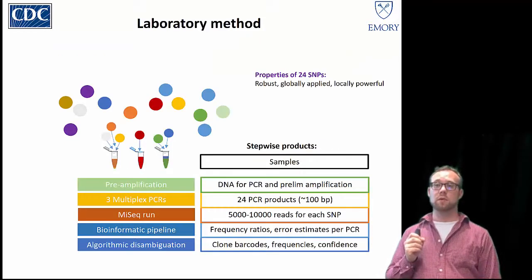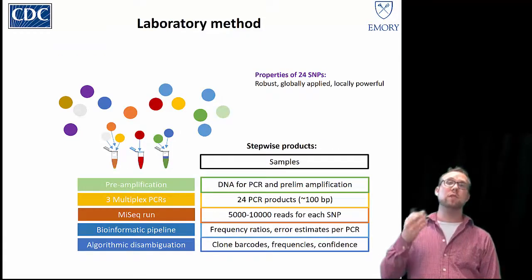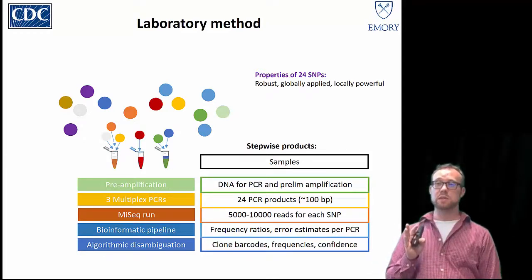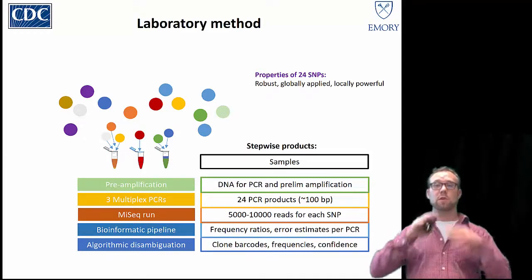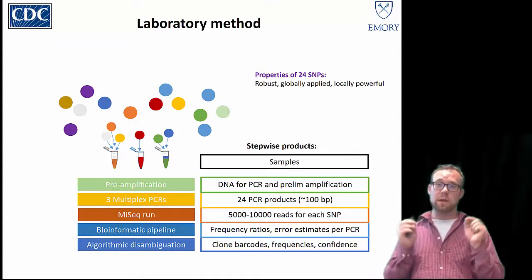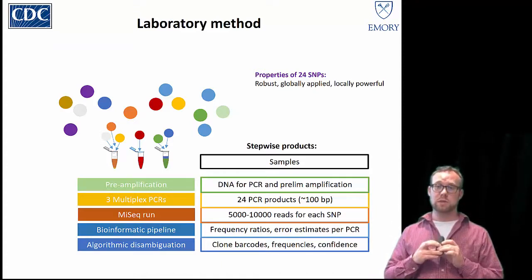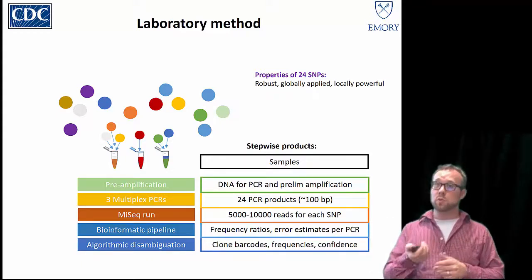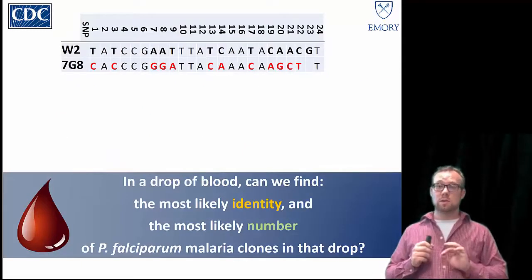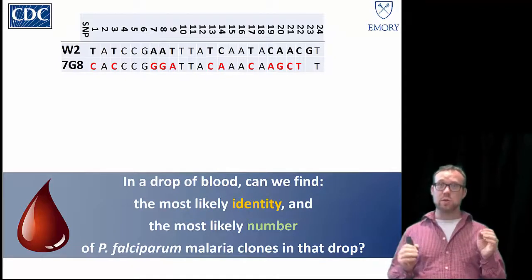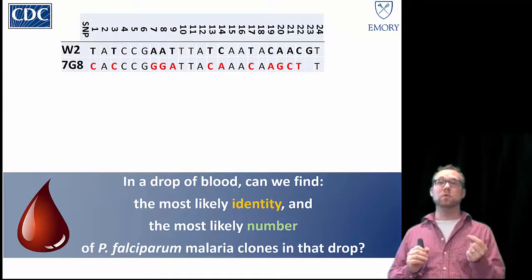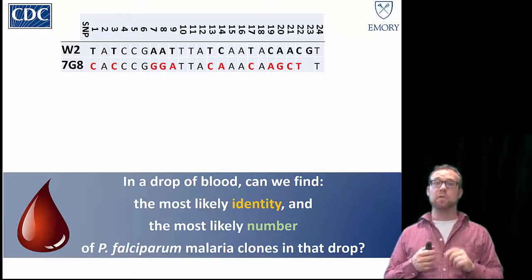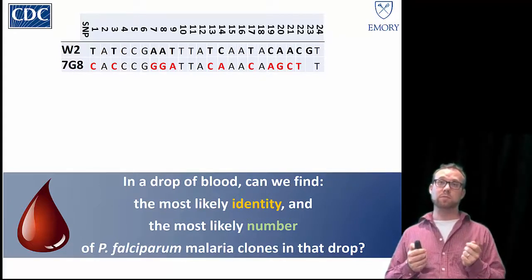So the laboratory method that we use is a modification of the standard Harvard procedure, except that we have 3 multiplex PCRs of the PCR locations, followed by deep sequencing of all amplicons and bioinformatic processing, where we are going to need a new analytical approach. So I'm going to focus on that here today. So the analytical question is really, in a drop of blood, can we find the most likely identity and the most likely number of P. falciparum malaria clones in that drop?